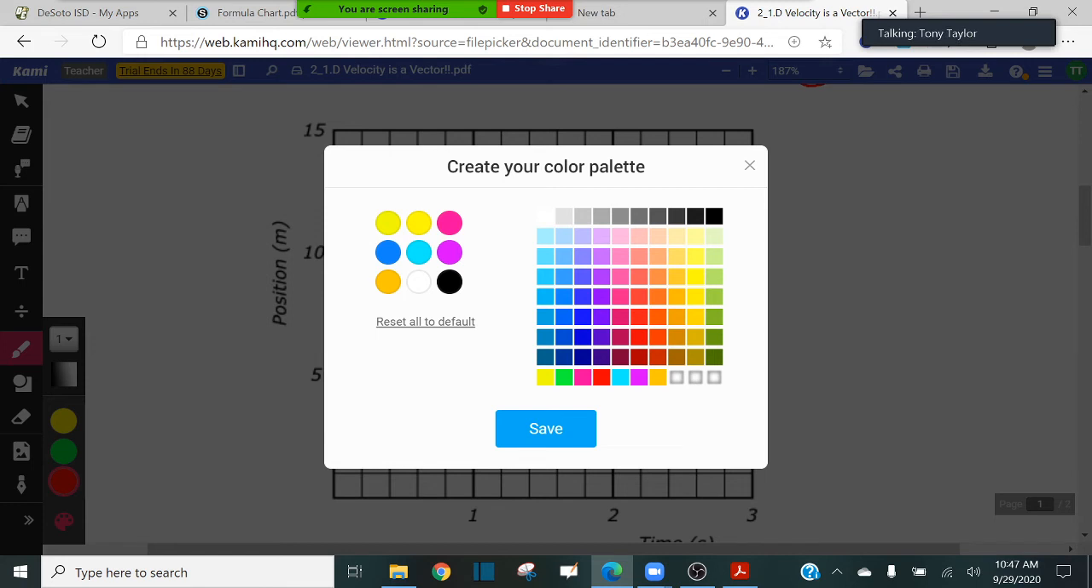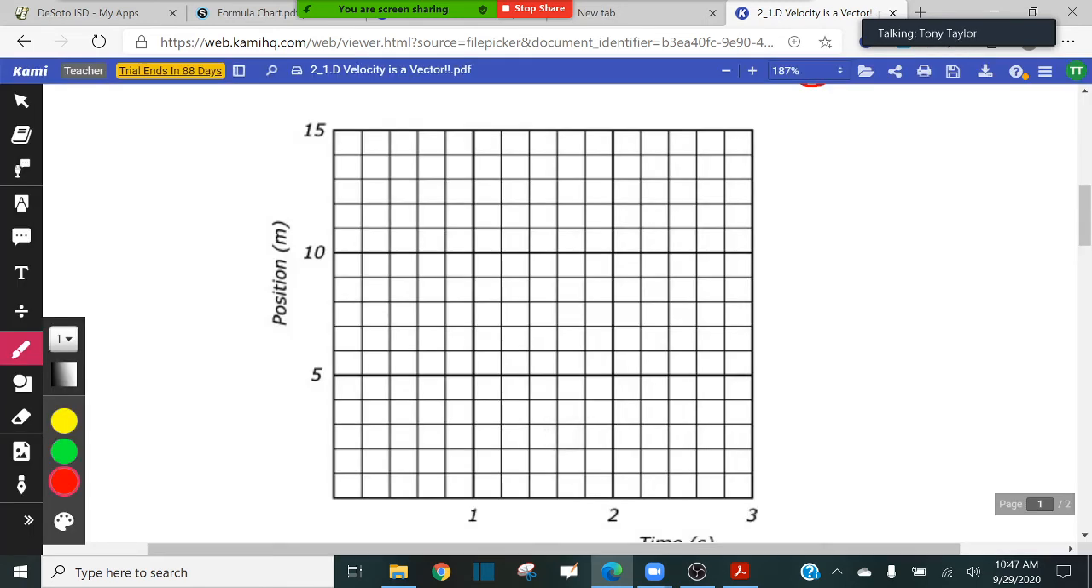I'm going to use a blue line for Angela. Okay, so at time zero, Angela is at a position of 15 meters. Okay, at 1 second.